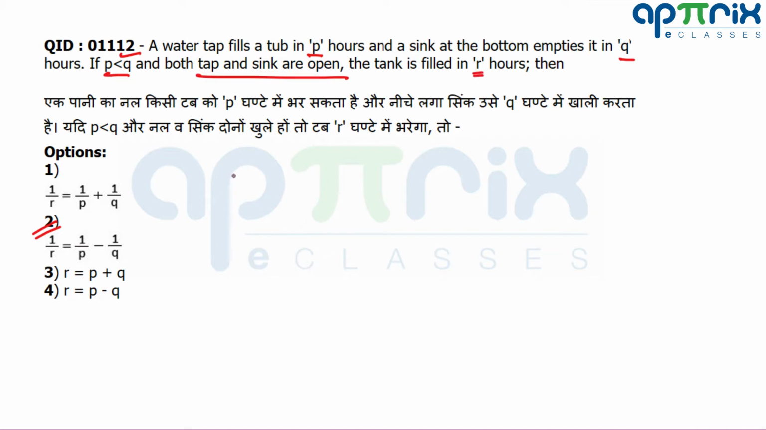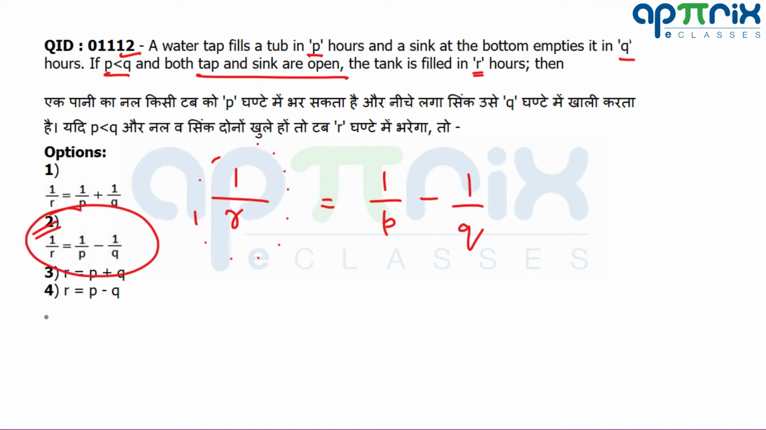This is a standard expression: if the tank is filled in R hours, then how much of the tank is filled in 1 hour will be determined by how much is being filled in 1 hour and how much is being taken out. That's how this relationship will come, and immediately you can mark the second option to be right without any problem. Let's move to the next question.